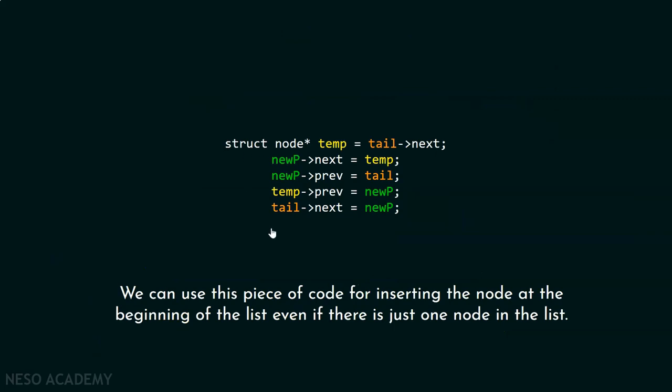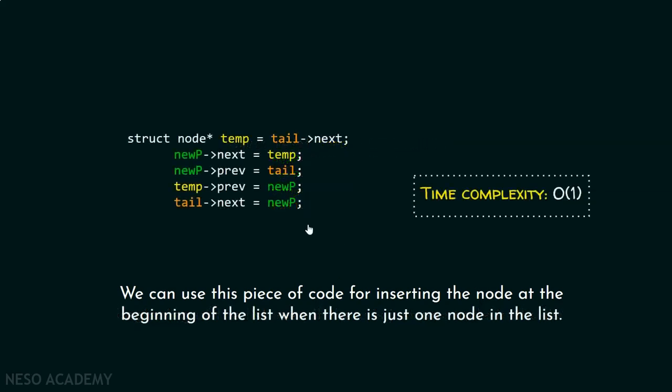So this piece of code is used for inserting a node at the beginning of the list, even if there is just one node in the list. There is no need for creating separate code for adding a node at the beginning of the list when there is just one node in the list. And the time complexity of this piece of code is obviously constant, that is big O of 1. So it is clear from this fact that adding a node at the beginning of the doubly linked list takes constant time, right? Now let me execute this code in Code::Blocks.